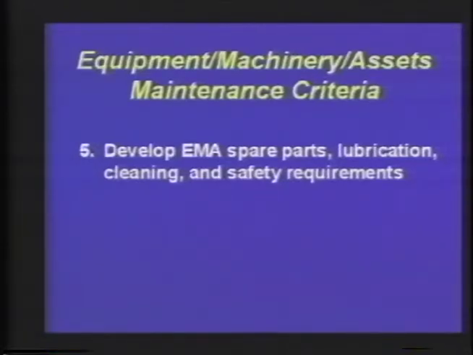The first one addresses the changing of spare parts. The second is the lubrication program for that asset. The third is the cleaning required to maintain that asset while it is in production. And the fourth are the safety and health requirements.